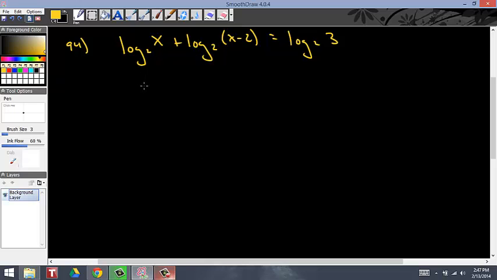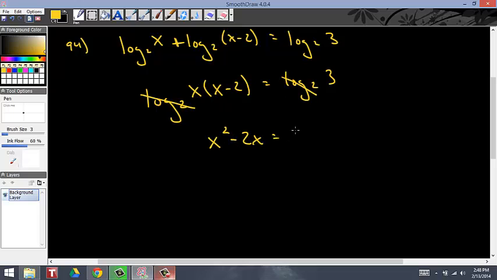What do I need to do instead? Danny, consolidate. These two logarithms are being added together, which means the answers are being what? Leanne, what's happening to the answers in this logarithm? They're being multiplied. So log base 2 of x times x minus 2 equals log base 2 of 3. Now that I have a single logarithm on each side and they're the same base, now what can I do, Kaylin? Now they can go away. So I get x squared minus 2x equals 3.